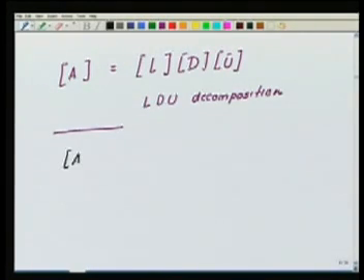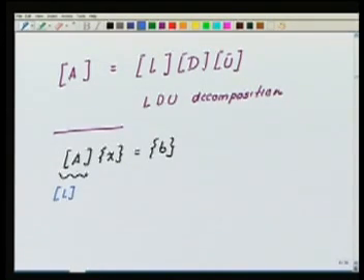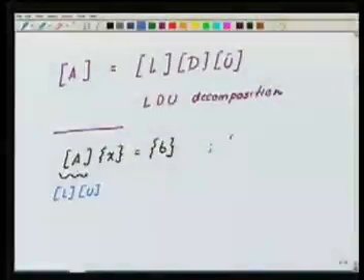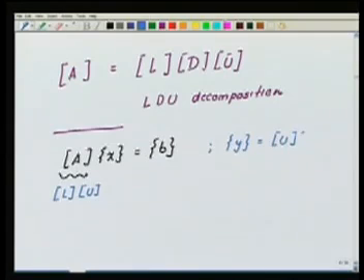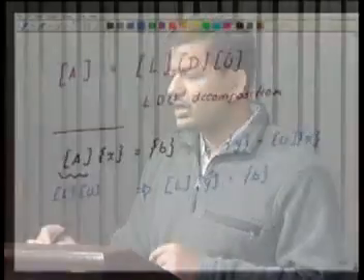If I have Ax is equal to B, now instead of A I write L u. Now I will call y is equal to u into x. Okay, so implies we will have L y is equal to B. Okay, so here we have the lower triangular matrix into y is equal to B.